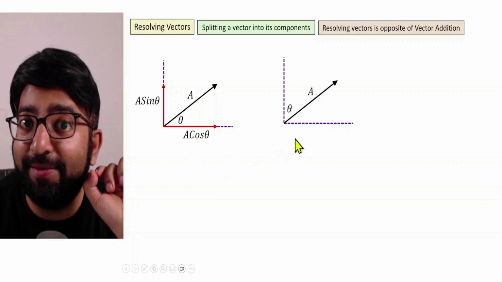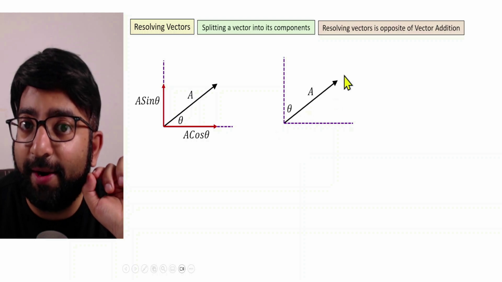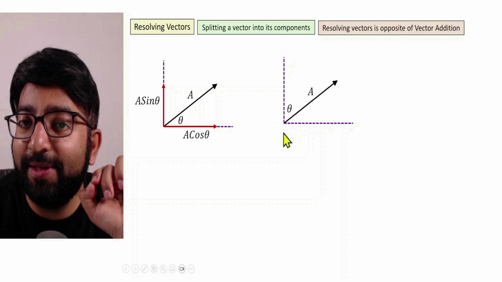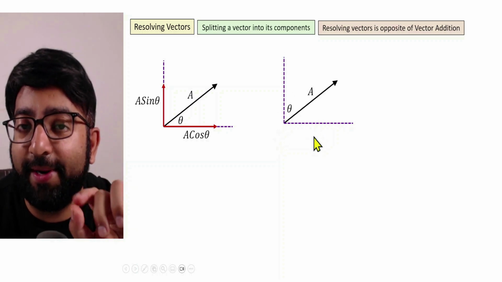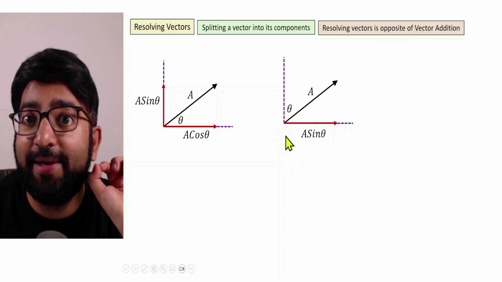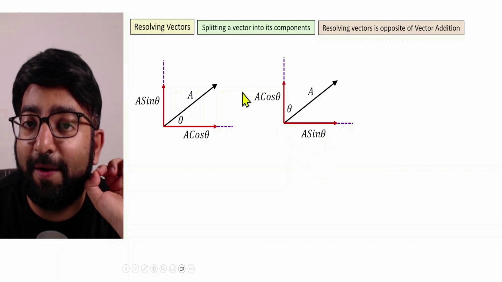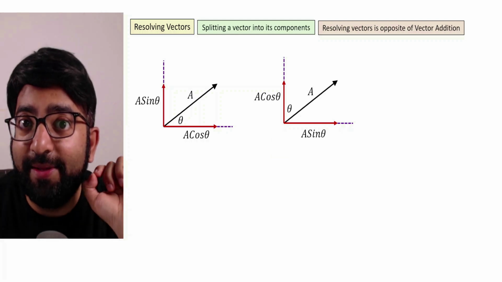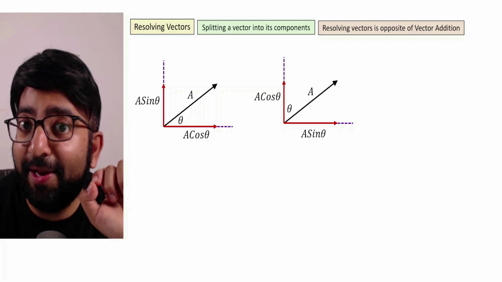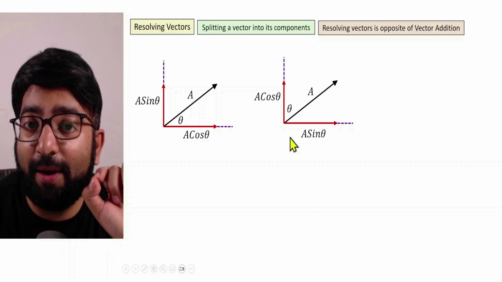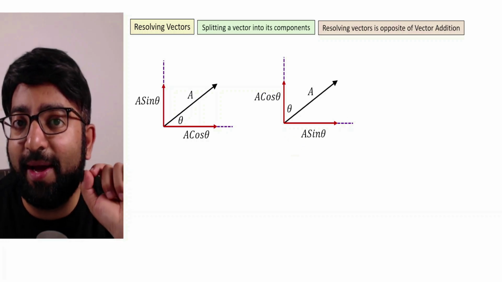But consider another situation. We have the same vector, but the angle theta is given with respect to the y-axis. And now in this case, even if you use the same trigonometric analysis, we will figure out that the x component will have the sine parameter and the y component will have the cos theta parameter. And in the exam situations, this is a very, very common mistake which students make. We need to be careful about the angle theta, about which axis the angle is given.